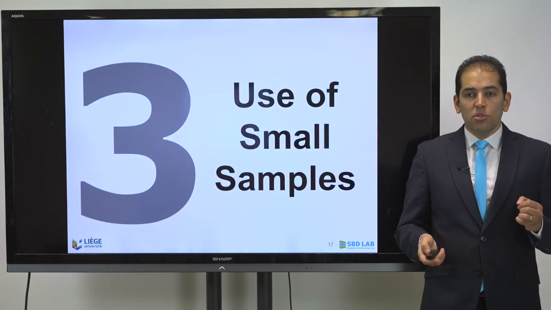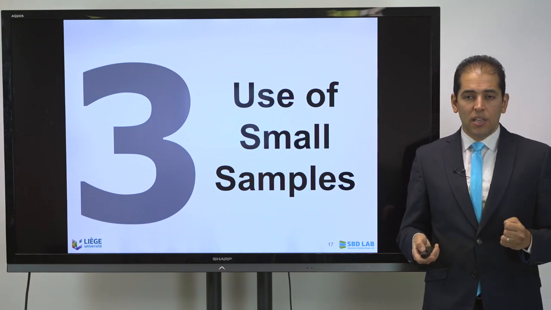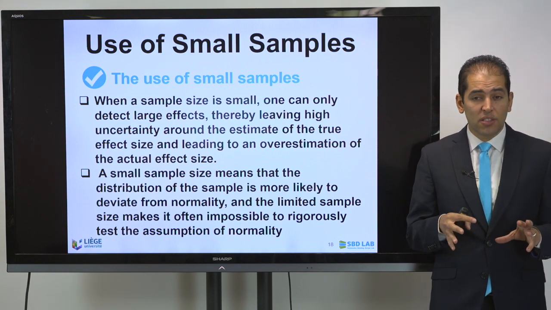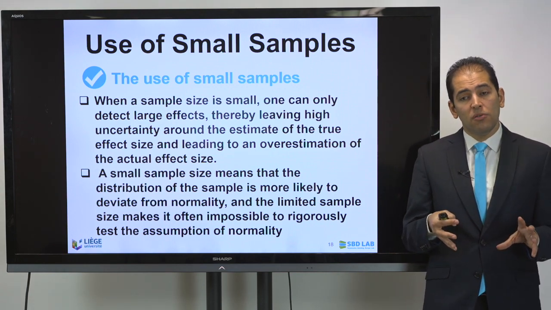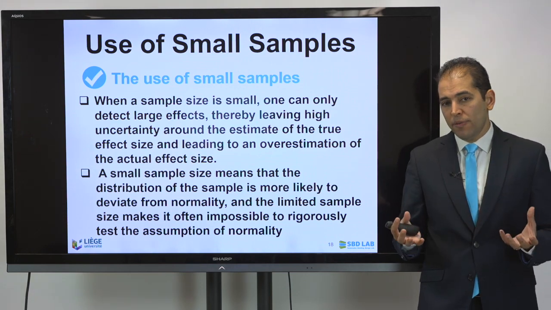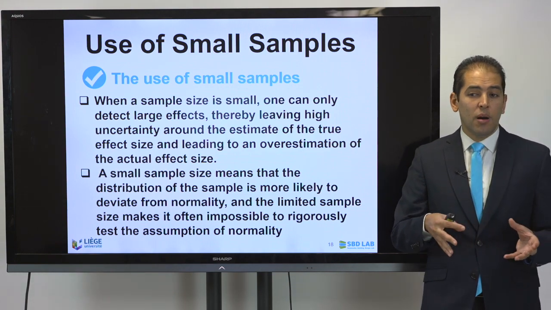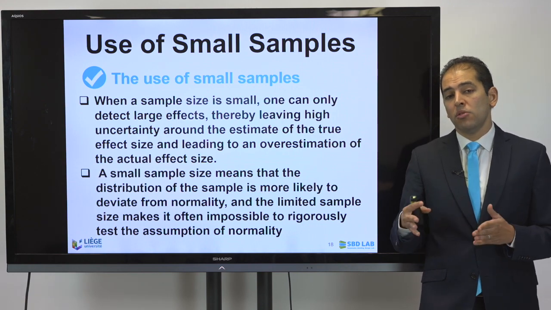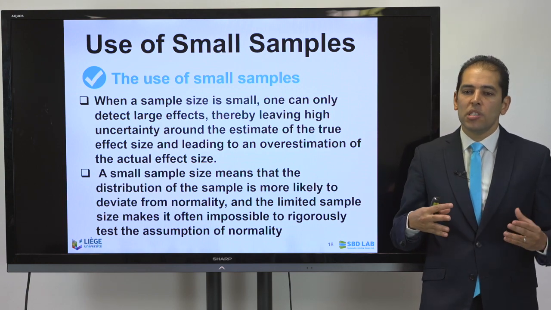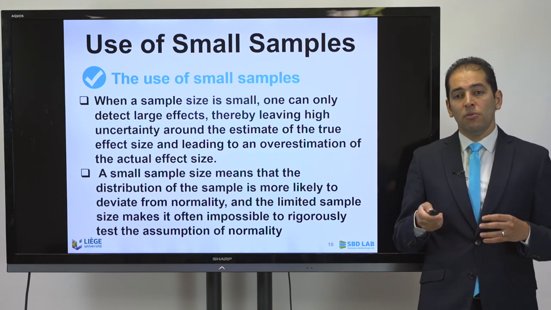Well, when we talk about the use of small sample size, this is a very common error that happens in statistical analysis. Here, when a sample size is small, one can only detect large effects, thereby leaving high uncertainty around the estimate of the true effect size and leading to an overestimating of the actual effect size. So we need to avoid that, and a small sample size means that the distribution of the sample is more likely to deviate from normality, and the limited sample size makes it often impossible to rigorously test the assumption of normality. So this is a big problem and we need to avoid it.